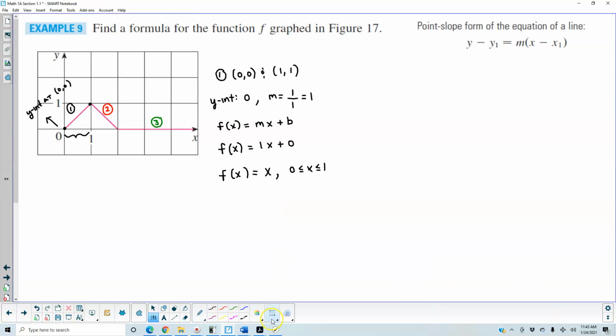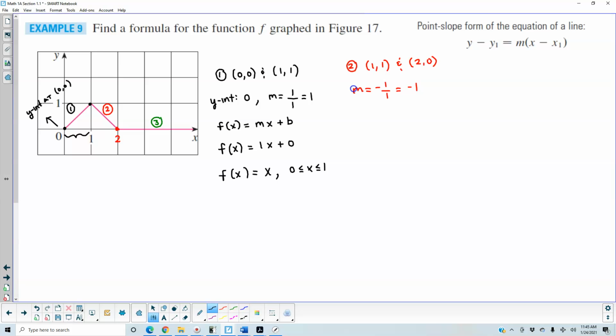Okay, next we're going to look at line 2. So what do we know about line 2? Well, it has two ordered pairs. We have an ordered pair at (1, 1). And then we also have an ordered pair at, if this value is 2, (2, 0). So now this line doesn't cross the y-axis, but we can determine the slope. So what is the slope? The slope is equal to down 1 and then to the right 1, which is negative 1 over 1. So therefore the slope is negative 1.